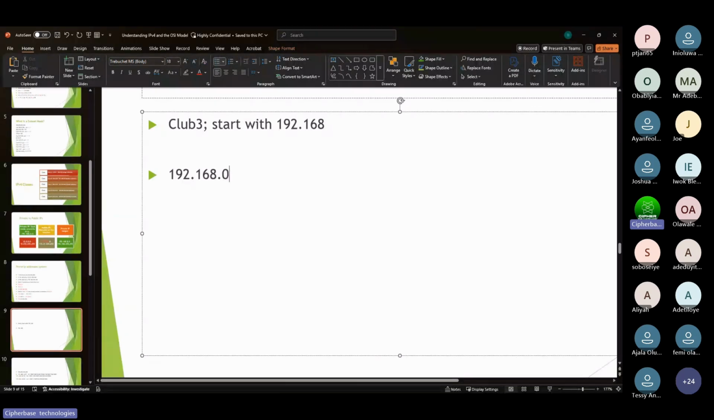192.100.100.200, something like this. This is the club theory. So anywhere in the world you see 192.168, forget what follows. Anywhere in the world, you see something like this, you know that you are dealing with a private IP address.